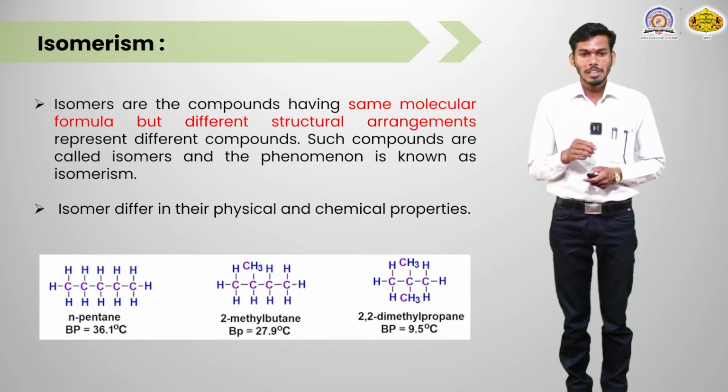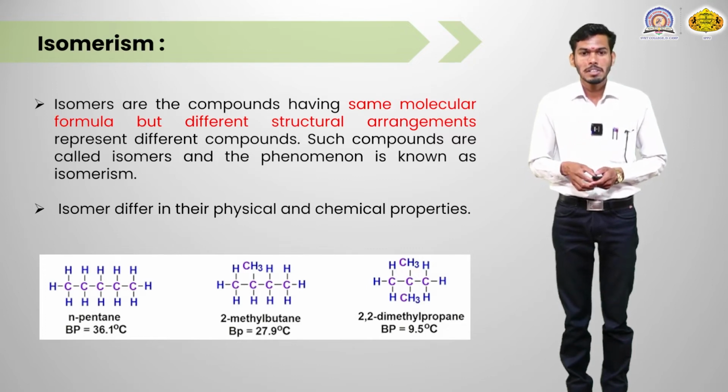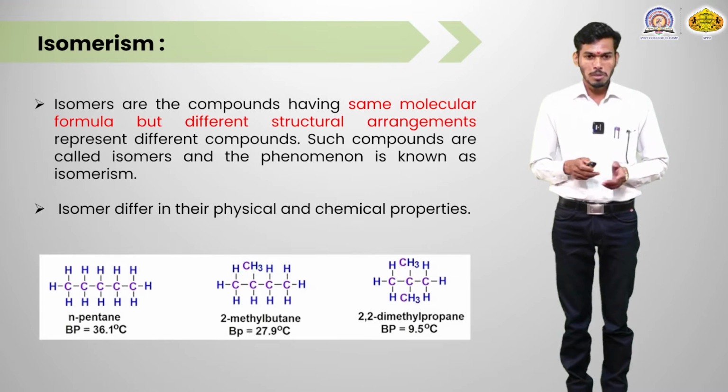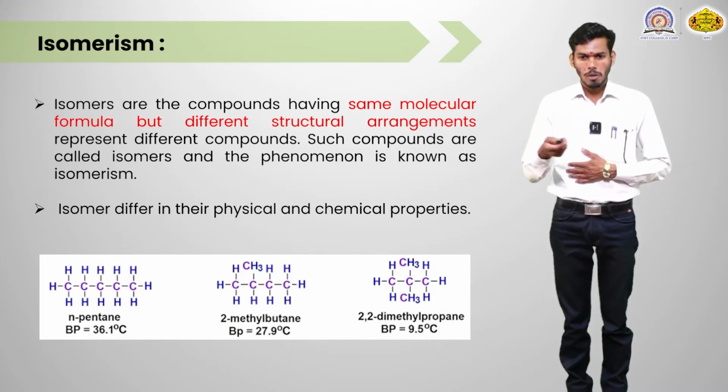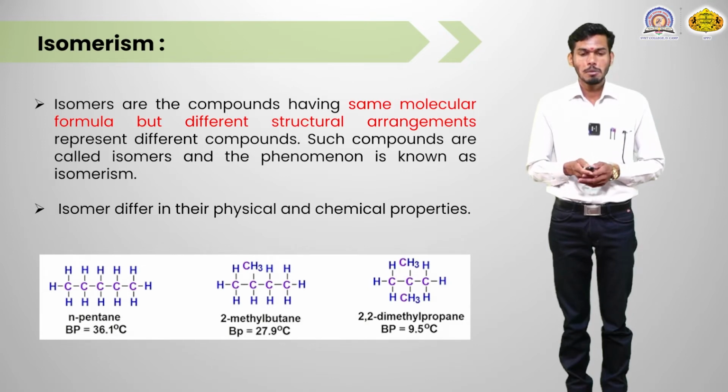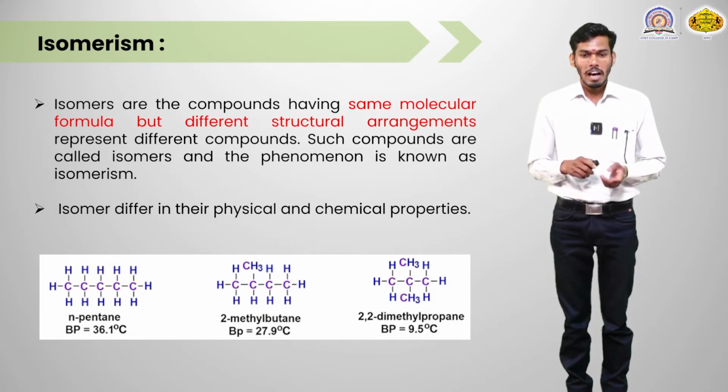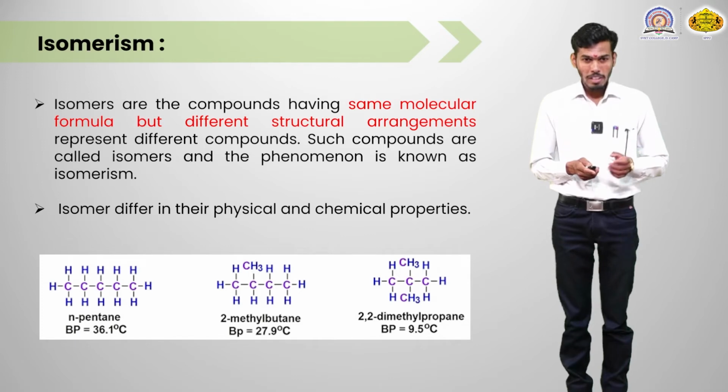So they are isomers of each other. Isomers differ in their physical and chemical properties. Basically, their chemical reactivity towards a reactant or any catalyst is different, and physical properties such as melting point and boiling point are different in isomers.